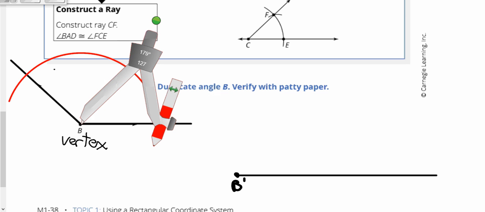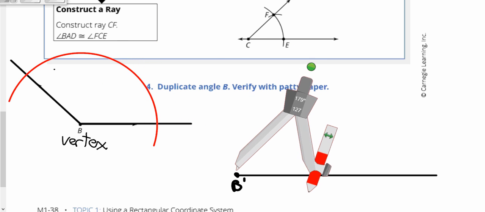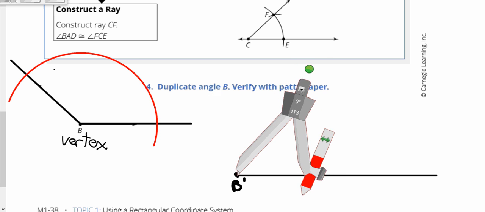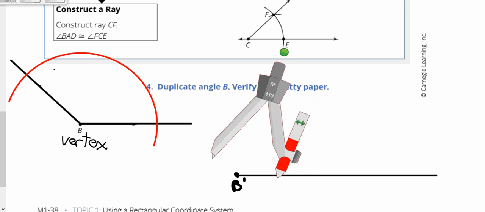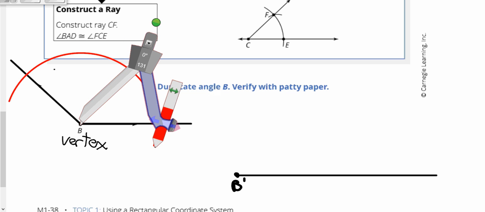I am now going to pick up my compass, and I'm going to put the pointy end on B prime. Now I have to draw an arc that basically duplicates the arc that I just drew on my original angle. Of course, I moved it. So let's see if I can get it to duplicate it pretty close here.